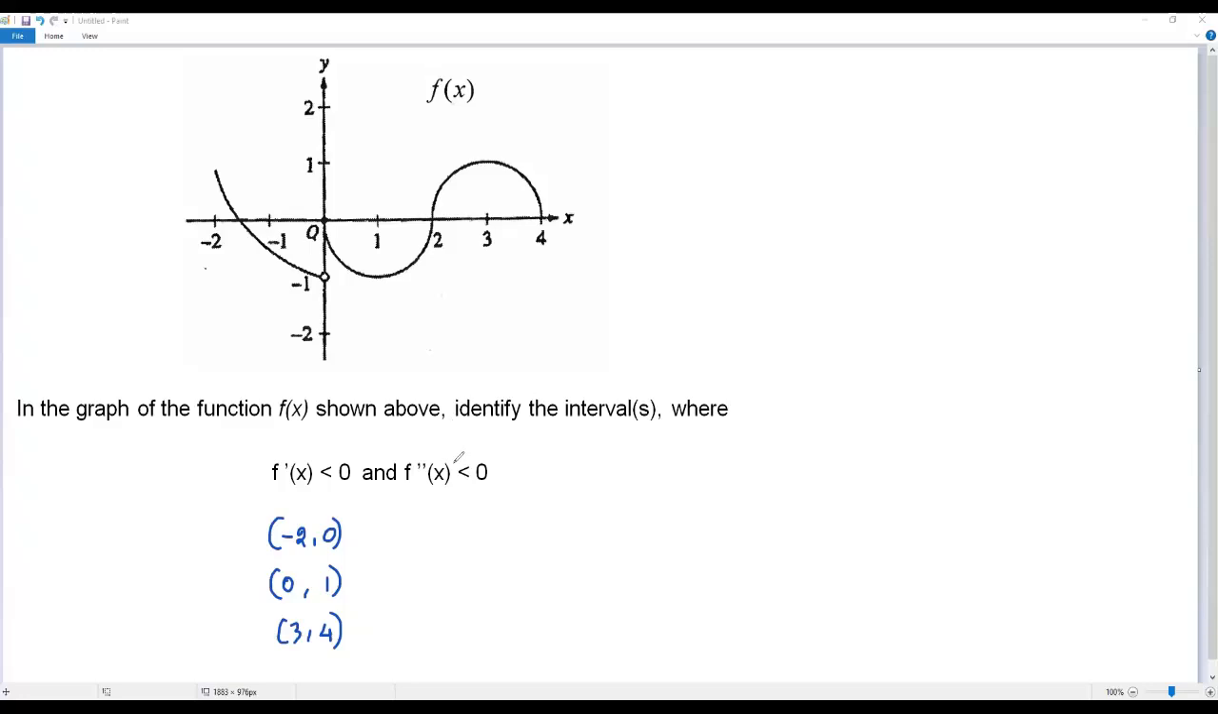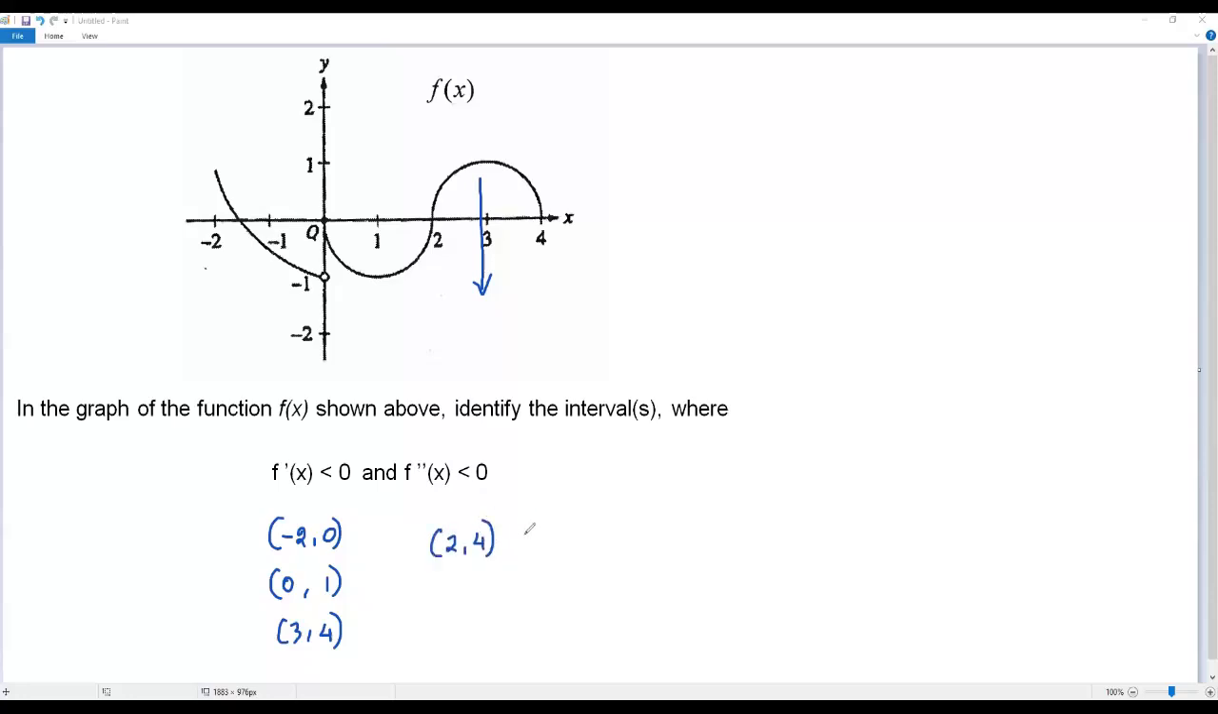Okay, now to find intervals for the condition f double prime of x is less than 0, I have to find the part of the graph where it is concave down. Here let's consider the interval negative 2 to 0. The graph is concave up, so we can ignore this one. From 0 to 2 also, the graph is concave up. Let's ignore this one also. From 2 to 4, clearly the graph is concave down. Since the graph is concave down between 2 and 4, f double prime of x must be negative. That is, f double prime of x is less than 0 in the interval 2 to 4.